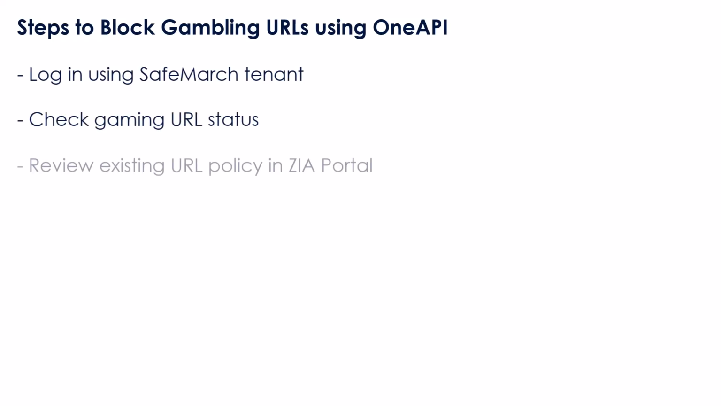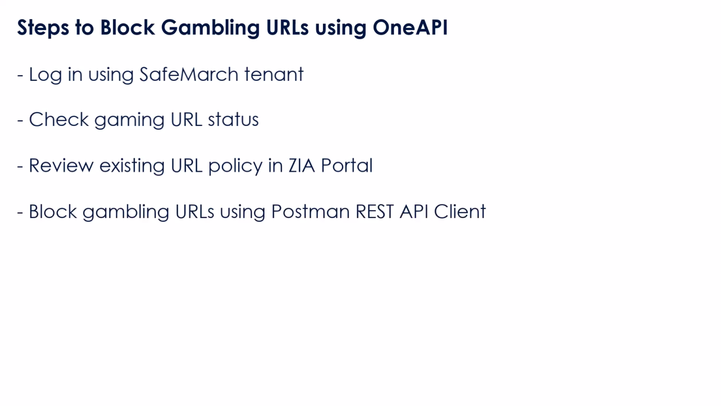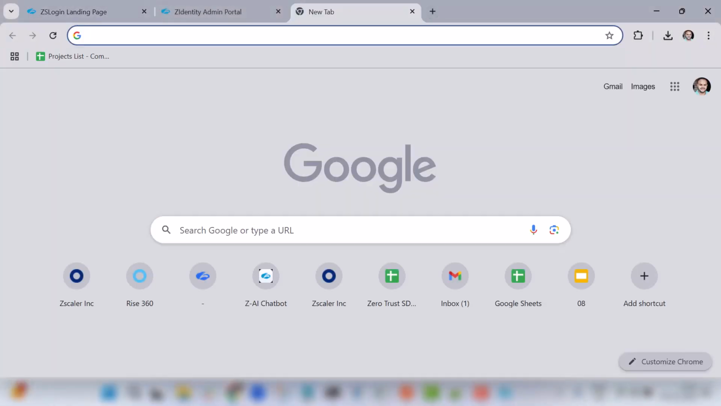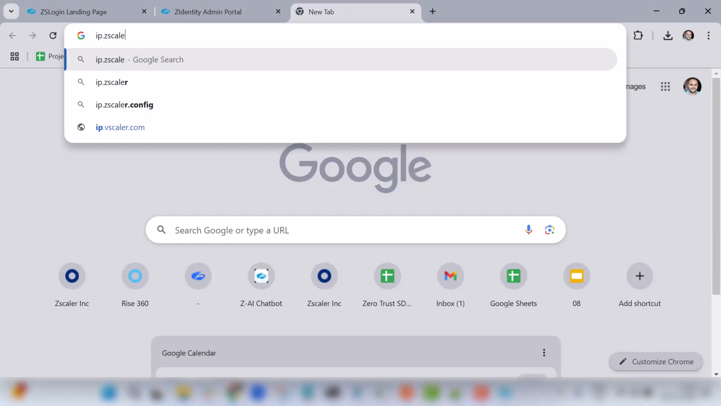Next, we will navigate to the ZIA portal to review the existing URL policy. Finally, we will use the Postman REST API client to utilize the OneAPI and create a JSON file to block gambling URLs. Let's begin by checking if the gambling URL is currently accessible.